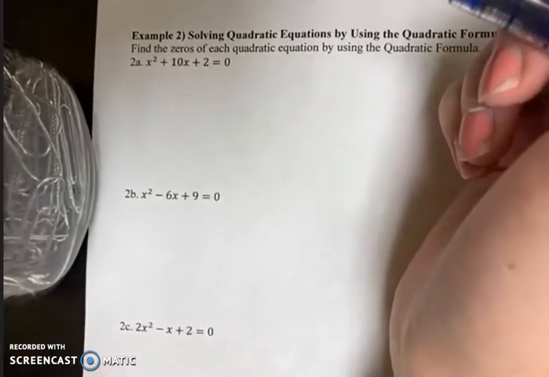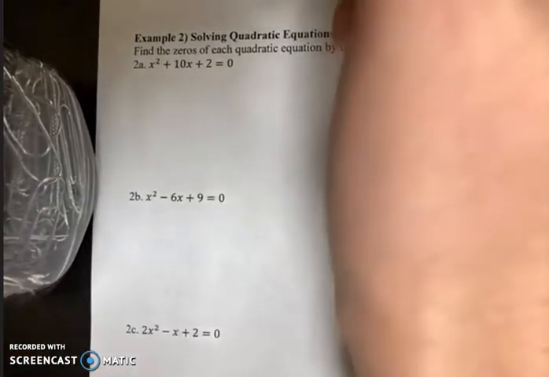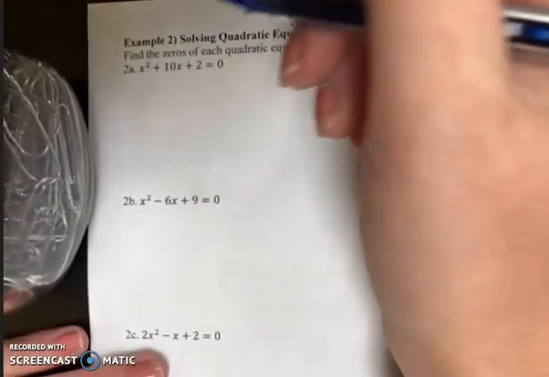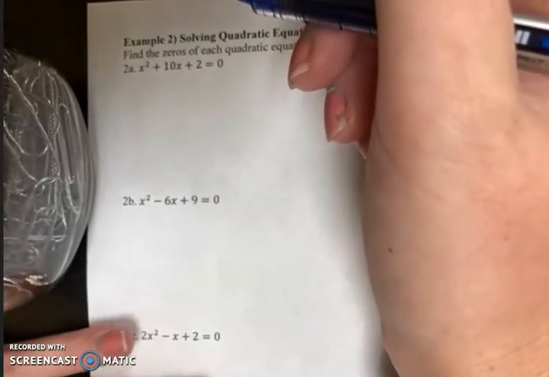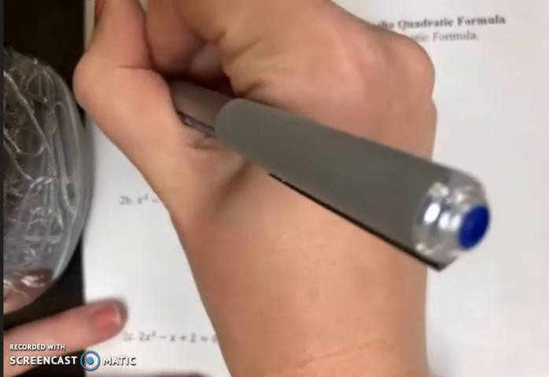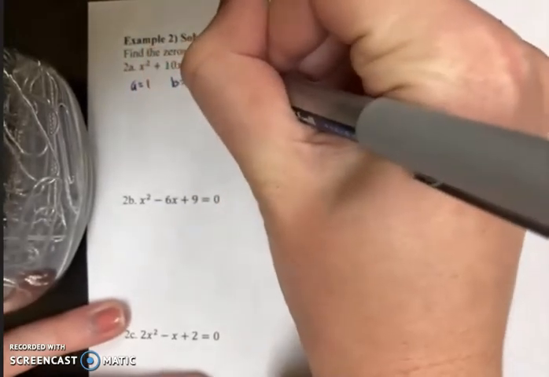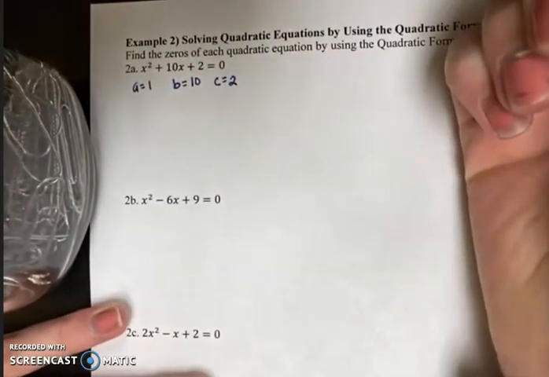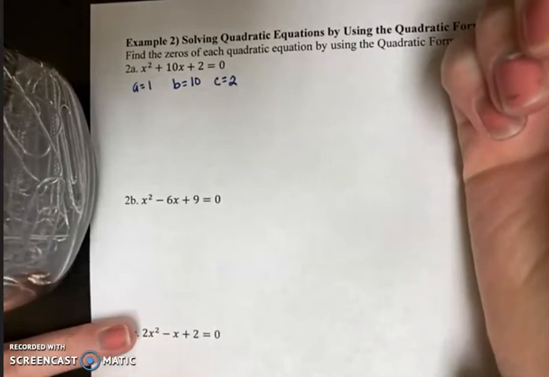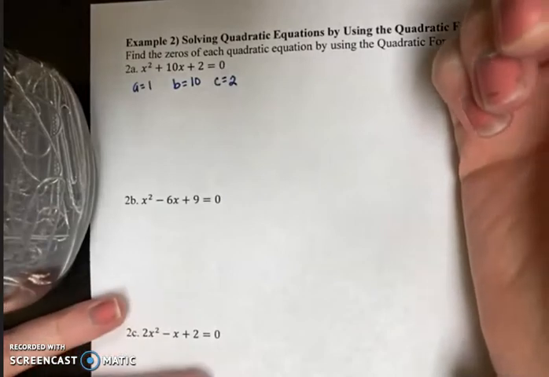Let's start with example 2, part A. The first thing that you should do is identify what A, B, and C would be. A is 1, B is 10, C is 2. Now that I have my A, B, and C, I can plug it into the quadratic formula.